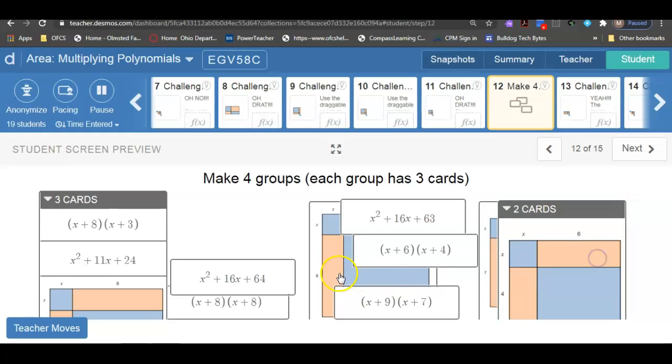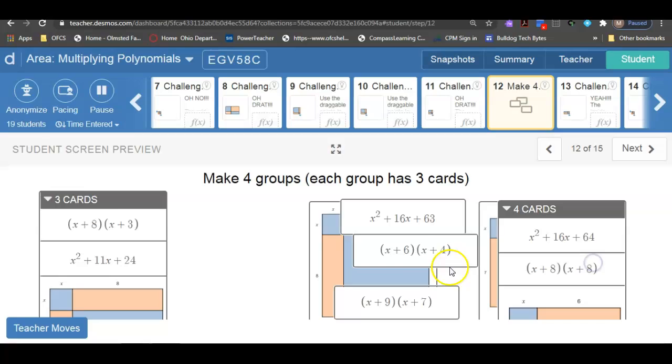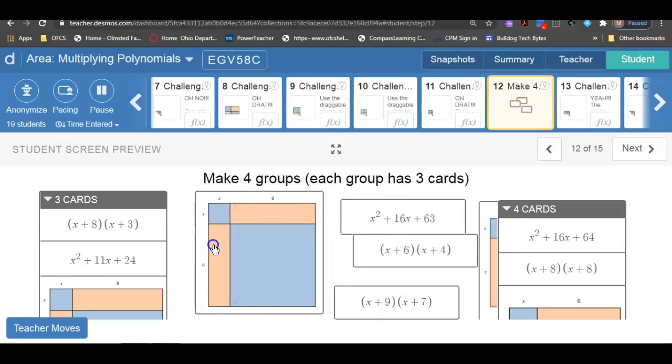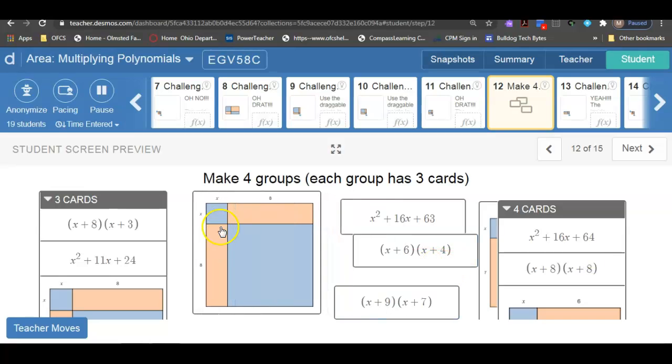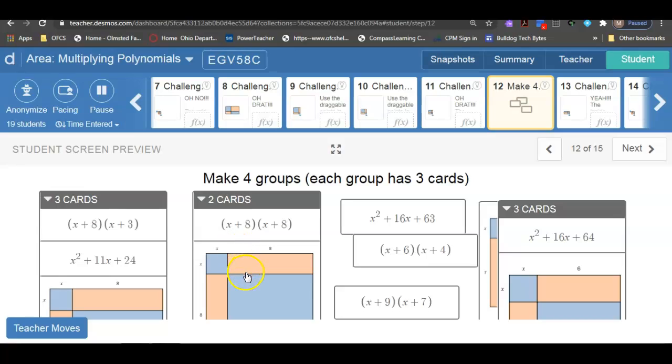I'm going to move some of this stuff over here, okay, so we can take a look at another picture. Let's take a look at this one right here, okay? Area as a product, we're doing length times width. So x plus 8 units, x plus 8 units. So that's this one right here. I'll move that guy over there, okay?